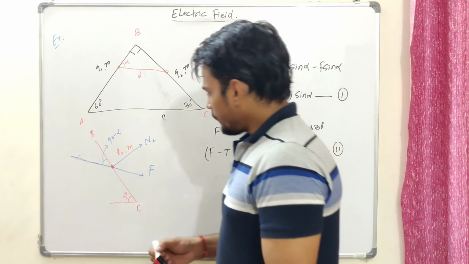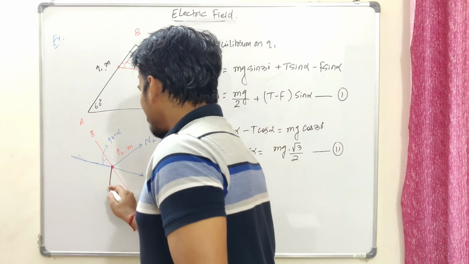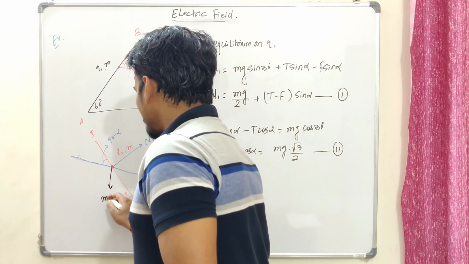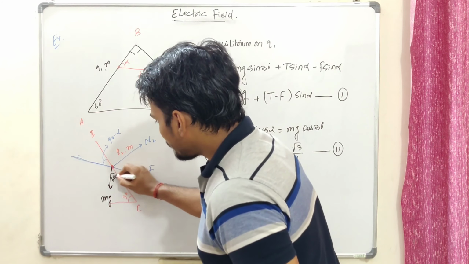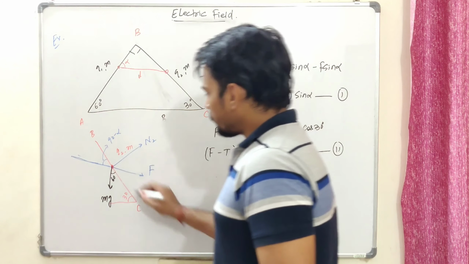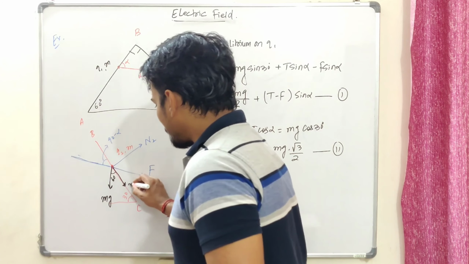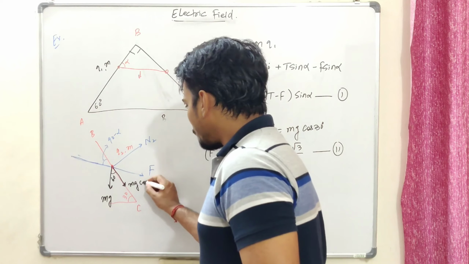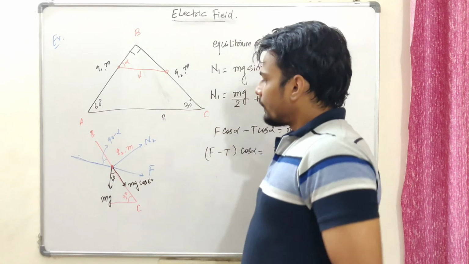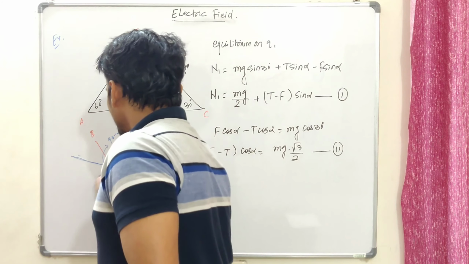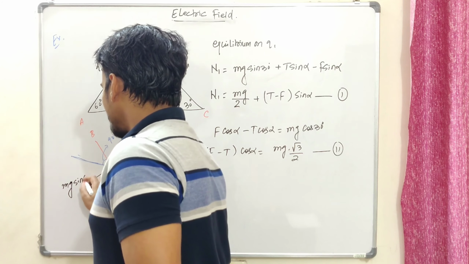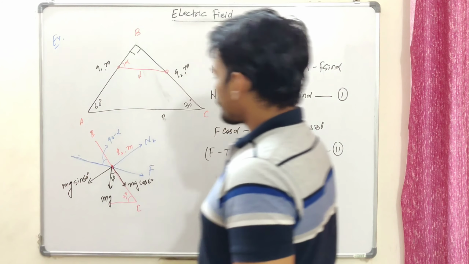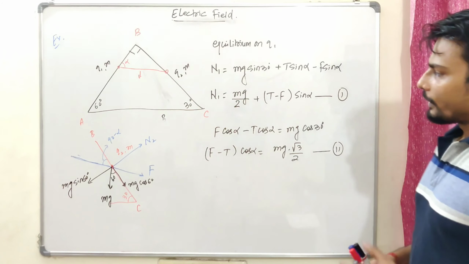Now mg would be acting downward, exactly vertically downward. Mg over here, this is 30, so this angle should be 60 degree. So we'll have a component of mg along this, that's going to be mg cos 60 degree, and there should be a component of mg along this way, that's going to be mg sine of 60 degree. So these are the forces acting over here, right?